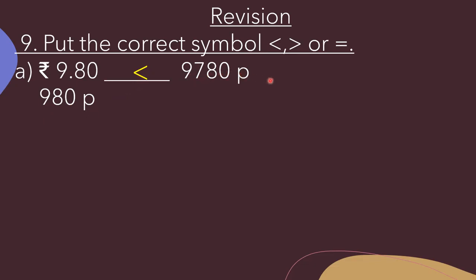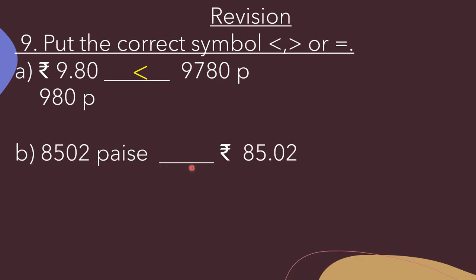9780 paise. Now in B part, 8502 paise dash rupees 85.02. So again we have to convert rupees into paise first of all. So here we will write 85.02 is equal to 8,502 paise. Now we will compare. Here also it is given 8,502 paise and here also. So both amounts are same. So here we will put the equal to sign.